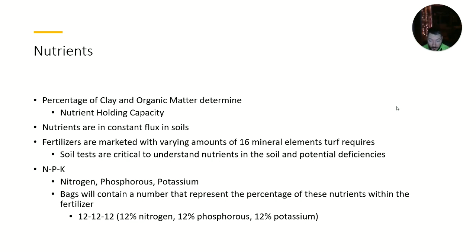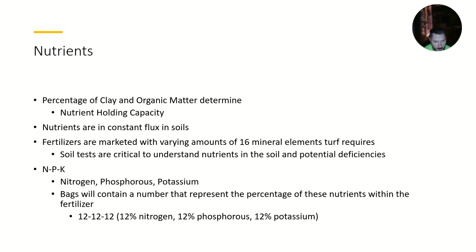Okay. So nutrients: the percentage of clay and organic matter determine the nutrient holding capacity because those are what nutrients bind to. Nutrients are in constant flux in soil, so it's a give-take relationship, right? Plants take them out. It's constantly being re-added through thatch and leaves. Soil organisms are breaking down new material all the time, so it's constant flux.